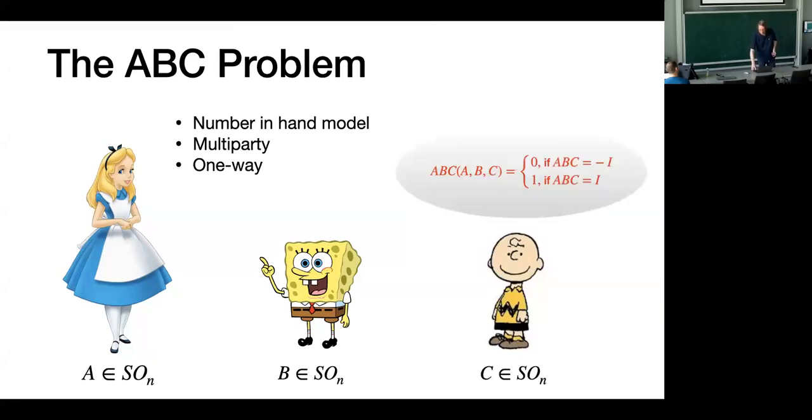And then there's a promise. Namely, the product A times B times C is either minus the identity or plus the identity, and you have to decide which. Okay, so that is the problem.